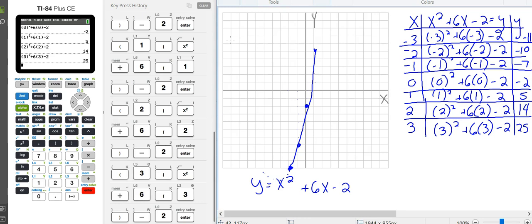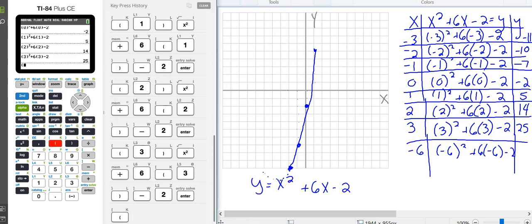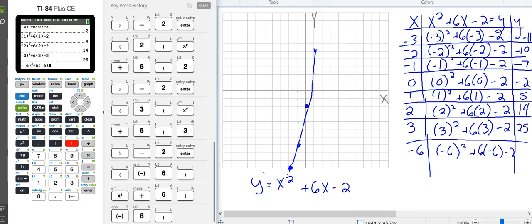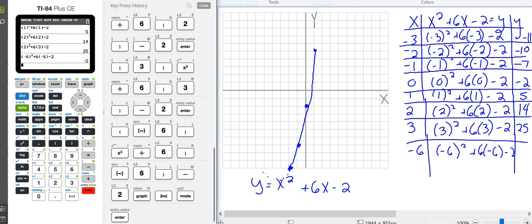Let's do -6. If we plug in -6, we're going to do the same thing: (-6)² + 6 times -6 - 2. On the calculator, enter. It's -2. So let's graph this. We have -6, so 1, 2, 3, 4, 5, 6, and 1, 2. We have one coordinate over there.